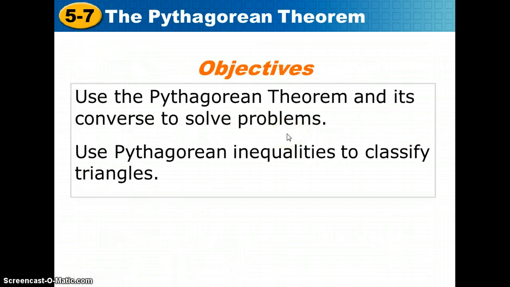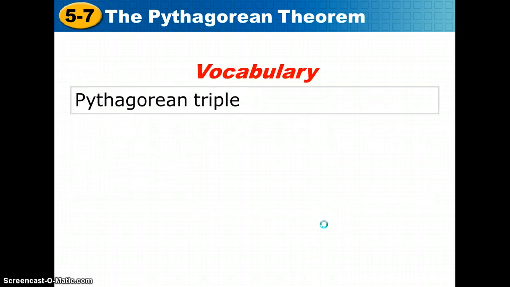Alright, today's objective will be to use the Pythagorean Theorem and its converse to solve problems. And we'll look at what the converse is in just a little bit. We will also use what are called Pythagorean inequalities to classify triangles as either acute, obtuse, or right. We'll talk about what a Pythagorean triple is a little bit later on.